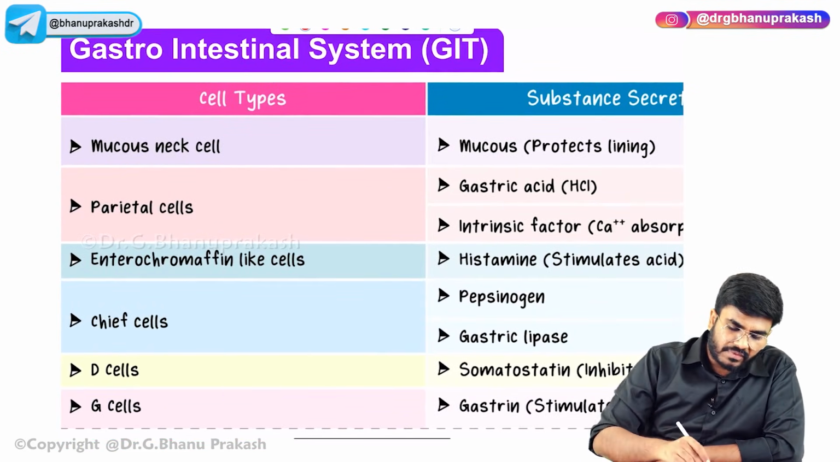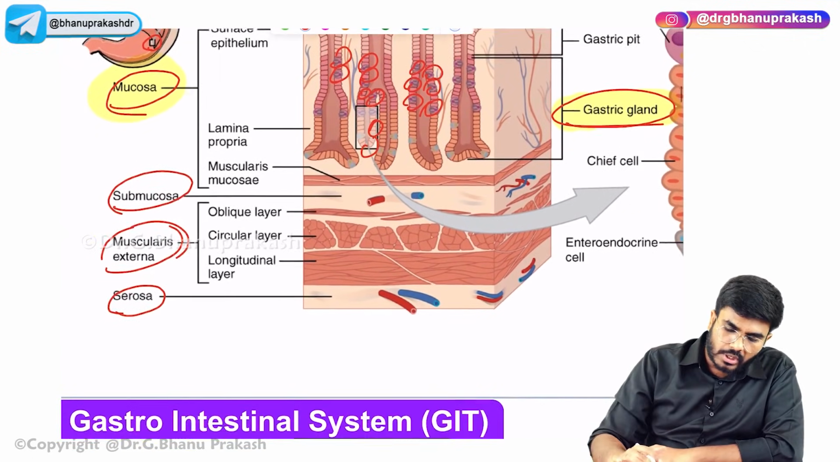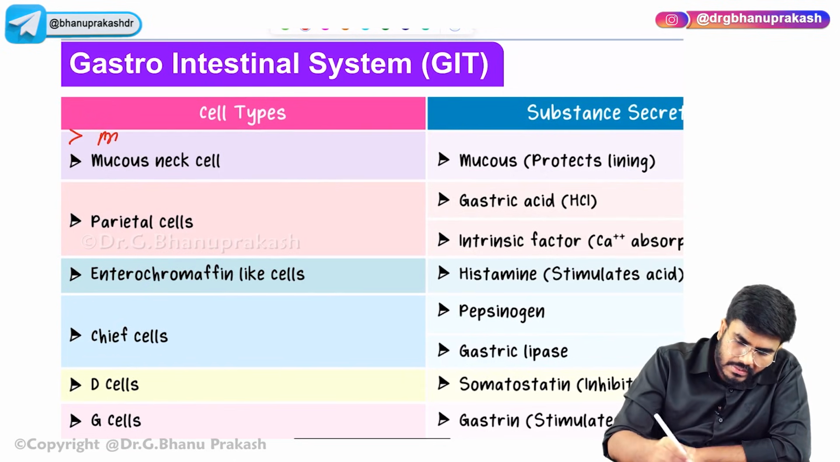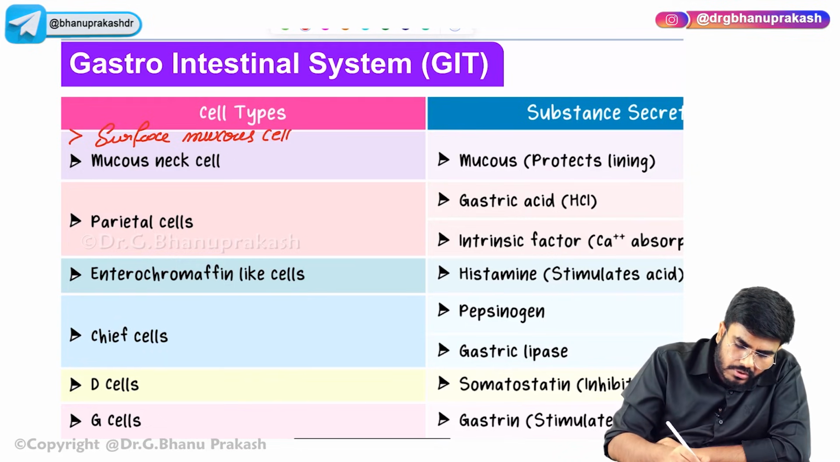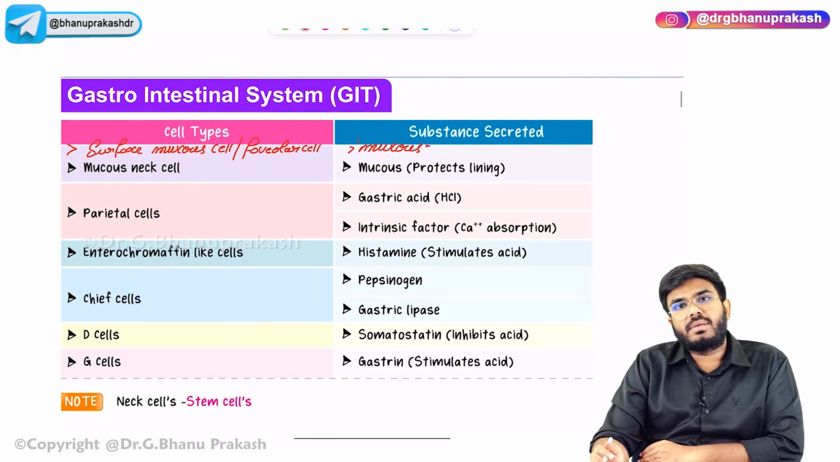Look here, the first superficial cell on the top is called the surface mucous cell, which was not here. Let's write surface mucous cell, which is also called the foveolar cell. It produces the mucus. The surface mucus cell produces the mucus in the stomach.